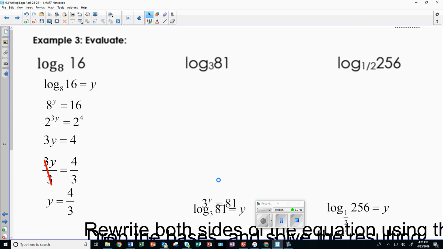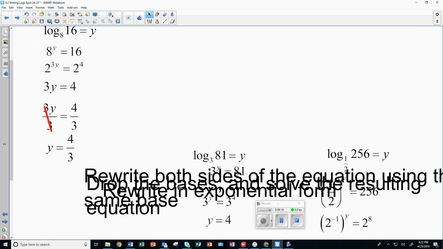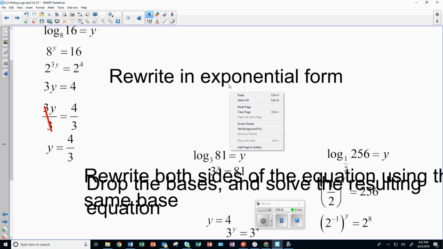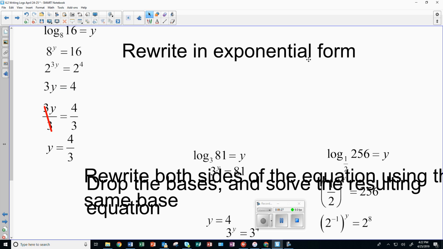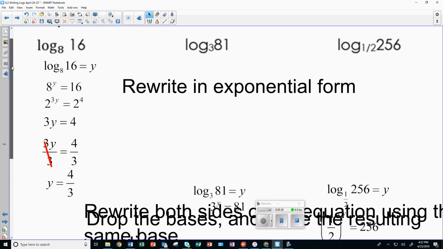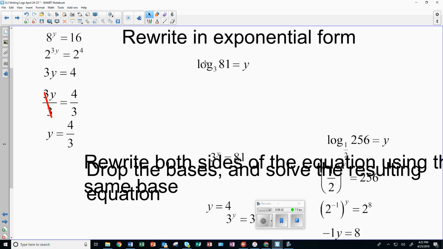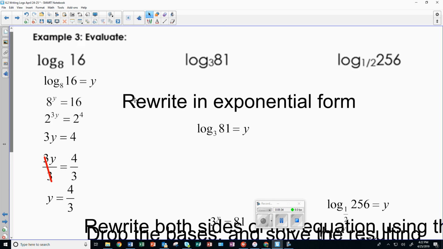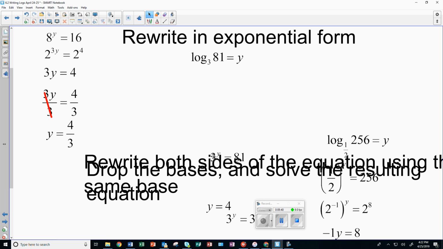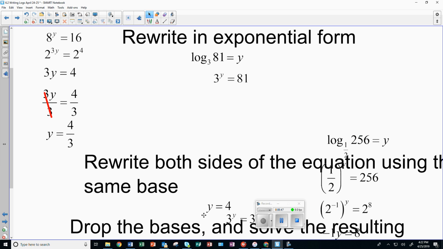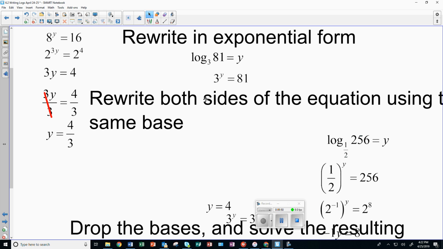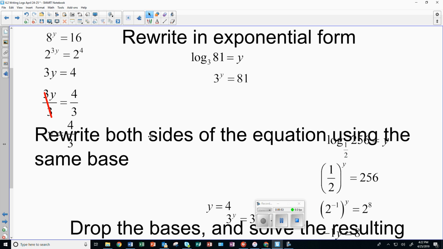Let's use the same thing with the log base 3 of 81. The first thing I'm going to do is rewrite in exponential form, right? In order to do that, I'm going to put a y. So I rewrite, I get this. And then, because that's true, I can write that. Then, before I can drop the bases, I can rewrite both sides of the equation using the same base.